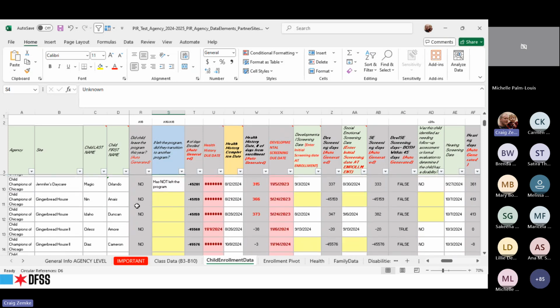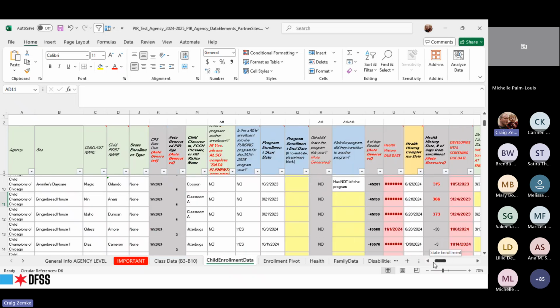So that's all right. But here, I'm looking at this one, and I've got more yellow here. Look at this: developmental screening date, social emotional screening date. Was this child identified as needing follow-up assessment? And these are blank, and that is not okay. We use this to track who has gotten their screenings within 45 days and who has not. And so we have a case here.